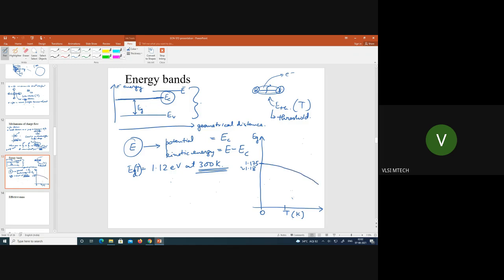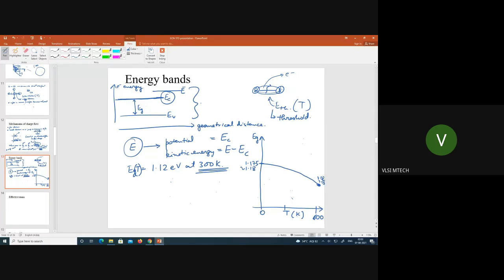Okay, so just to give you an idea, if you go up to say, if this is say 600 Kelvin, this number would be around 1.02 or 1.03. So it's not a lot of decrease. As you can see, it's a very slow decrease, but there's a decrease nonetheless.